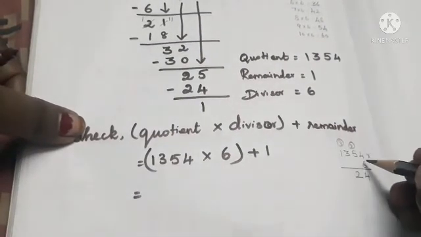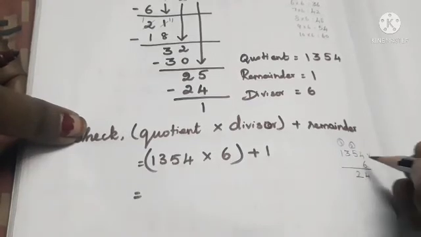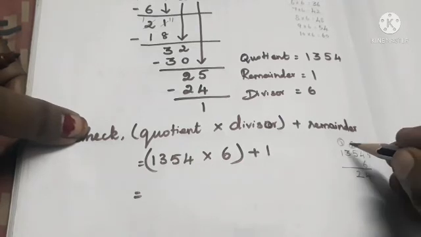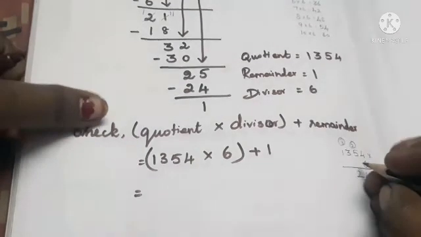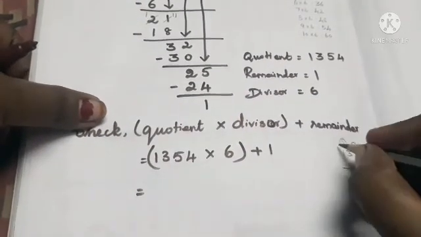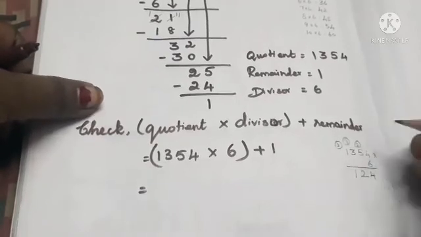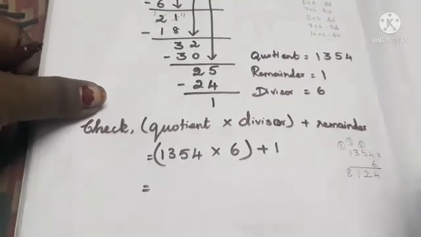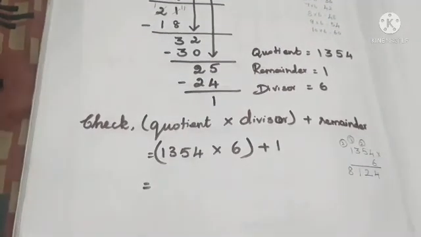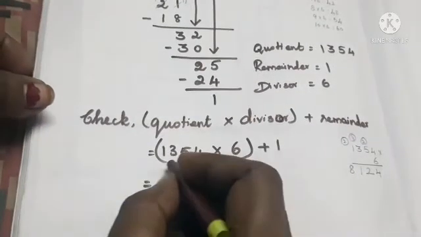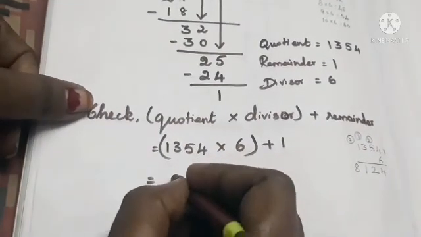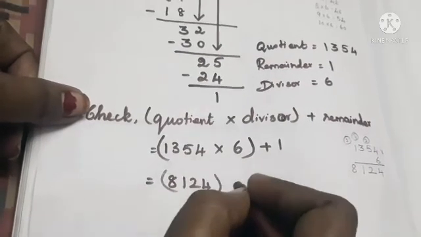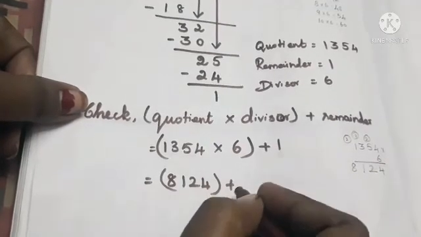Next 3 6 are what? 18, isn't it? 1 6 is 6, 2 6 are 12, 3 6 are 18. 18 plus 3 is what? Yes, 21. So we write the 1, and 2 is the balance. Now 1 into 6 is 6, plus 2 is 8. Now we got the answer as 8,124 if you multiply these two values. We write 8,124 inside the bracket, plus the remaining, plus 1.